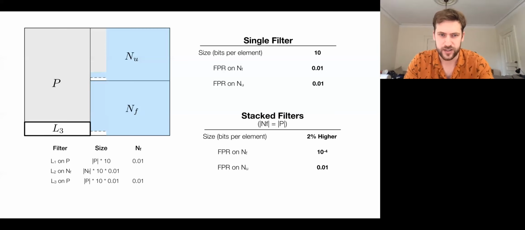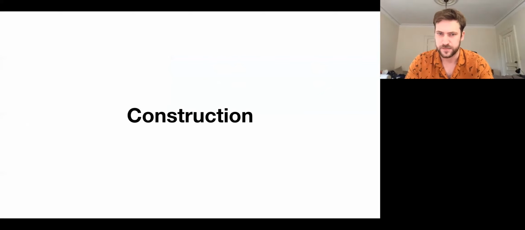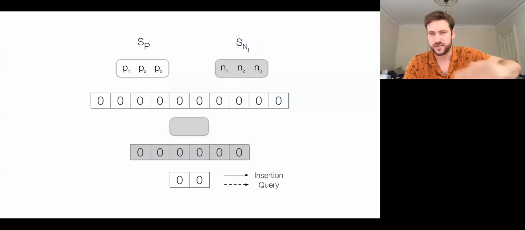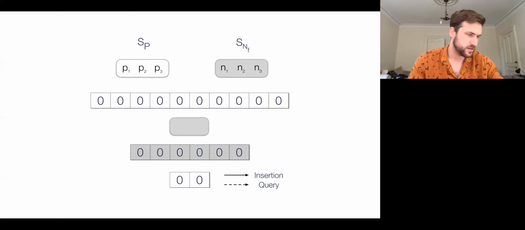Cool. So now to get a little bit less abstract and just to give a working example, we're going to go through this with Bloom filters, one hash function each for simplicity, and some actual items. It's just a sanity check to make sure everything still works out. So we have three positives, three negatives, and you can see that we have three layers. The white ones are going to store positive elements. The gray ones are going to store negative elements.